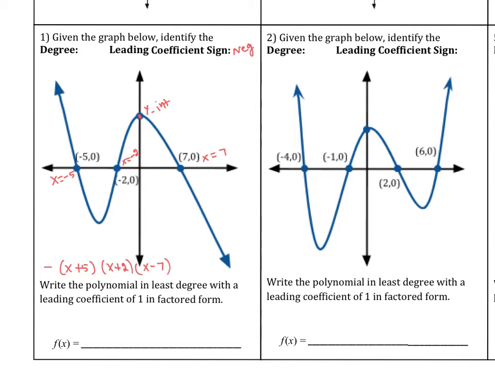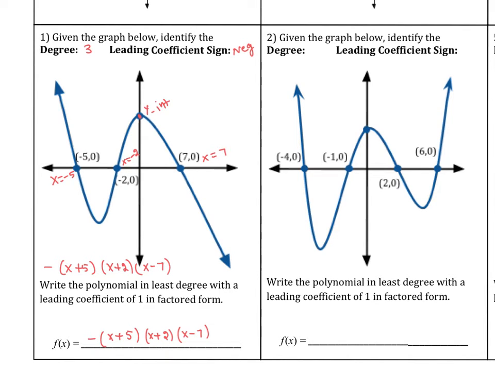There are 3 x values, which suggests that the degree for this type of function is 3. So the function in factor form is x plus 5 times x plus 2 times x minus 7, and the leading coefficient is negative, that is -1. It's also said the leading coefficient is 1, so we do not have to write any other number, so it's just -1 in the front.